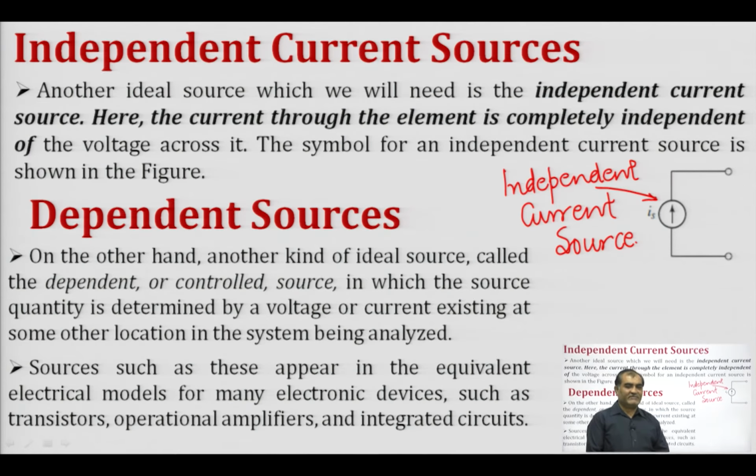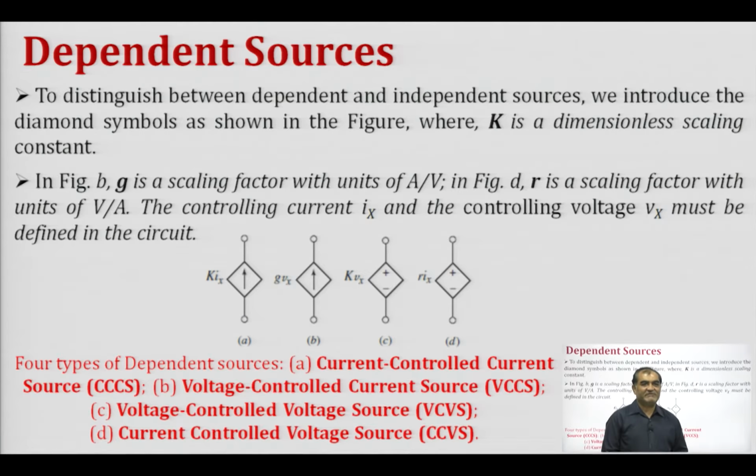So, in case of dependent or controlled sources, we will have sources that depend on a voltage or current existing at some other portion of the network. Sources such as these appear in the equivalent electrical models for many electronic devices such as transistors, operational amplifiers and integrated circuits. To distinguish between dependent and independent sources, we introduce a diamond symbol as shown in this figure.